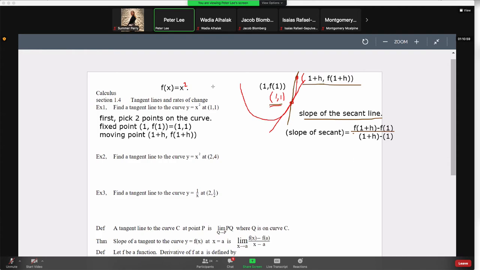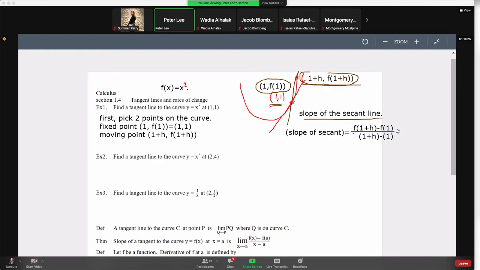It is the slope of the line connecting this point right here and this point right here. So in our case, f of 1 is equal to 1, of course. But it is a line connecting those 2 points, and this is what it is: f of 1 plus h minus f of 1 over 1 plus h minus 1. So now, all we have to do is simplify this. If you simplify this, what do you get?